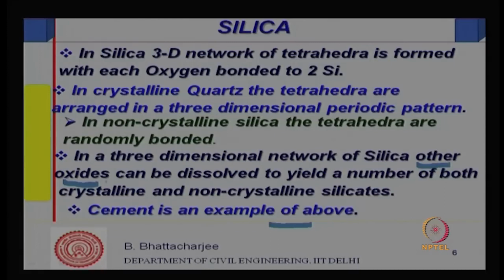Silica in a 3-dimensional network of silica and other oxides forms cement. That is why I have tricalcium silicate and dicalcium silicate. Essentially, this is the silicate structure of SiO4, which repeats, and in between you will have calcium and oxygen atoms coming in and forming the structure of tricalcium silicate and dicalcium silicate.